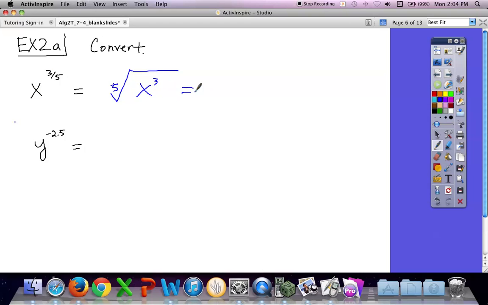But we said we could also do it a different way, right? If you gave me one or the other, I wouldn't care. You'll find that sometimes you want to do it one way and sometimes another. How else could I have written that? The 5th root of X, and then raise that whole thing to the 3rd power. Same thing.